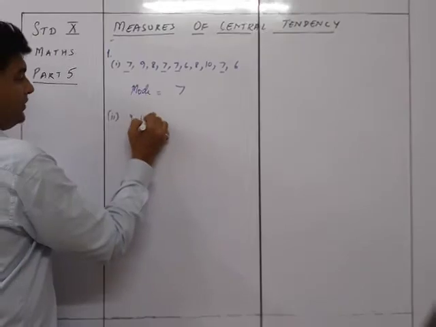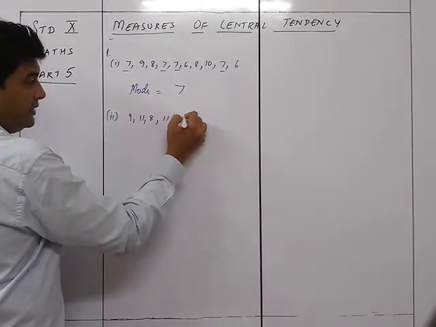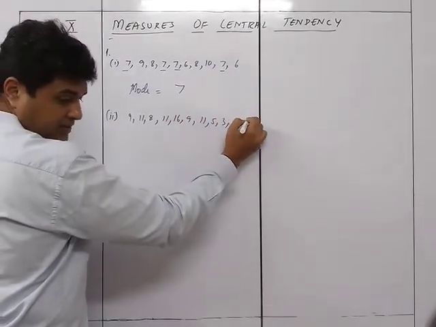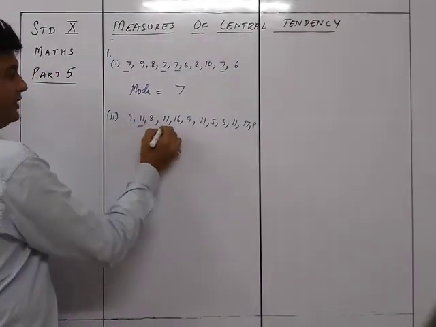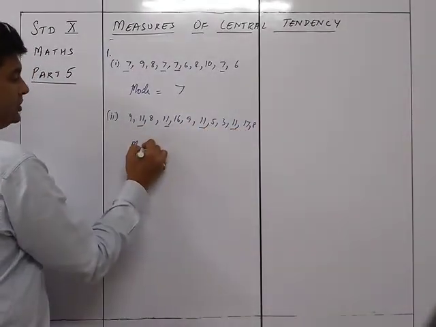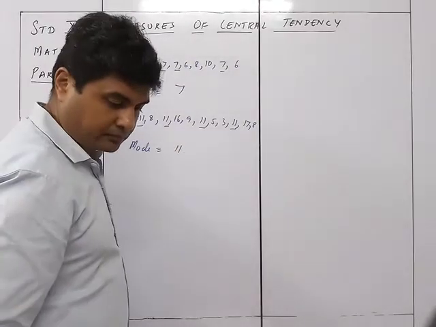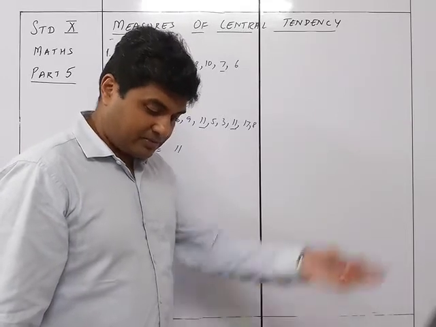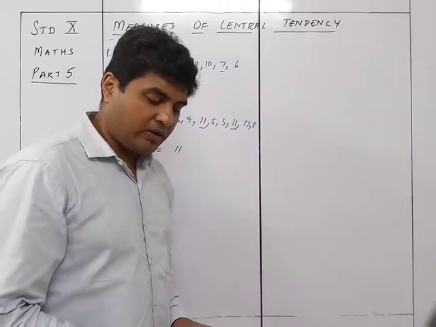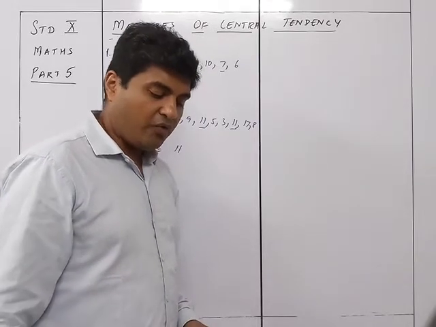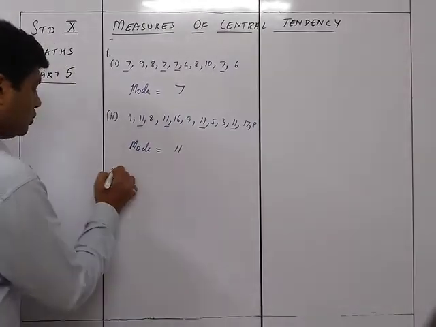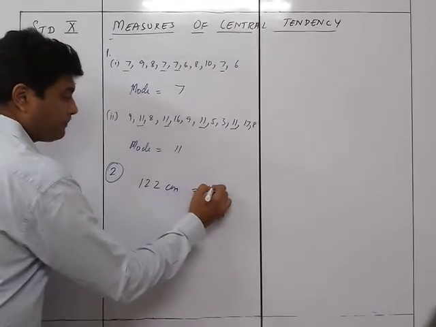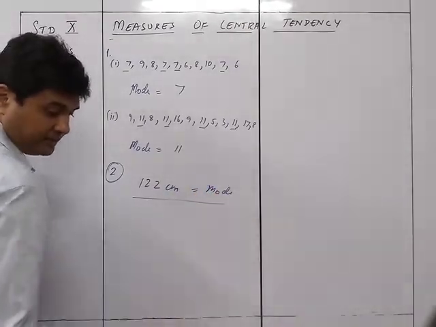Then it is 9, 11, 8, 11, 16, 9, 11, 5, 3, 11, 17 and 8. So again 11 is the one which appears multiple times, so the mode is equal to 11. Question number 2 can easily be done even verbally. Look here, the frequency of 122 is 18. So the answer is 122 centimeters is the mode, because its frequency is the maximum, 18.